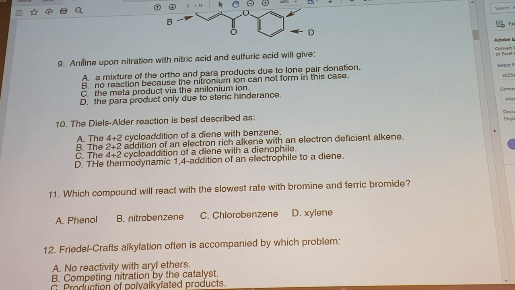The ammonium cation. Aniline is basic, right? It's like an amine. So you protonate that, and then you'd get a meta product via the anilinium ion. There it is spelled out. All these others aren't correct. Ortho-para, nope. Okay, remember, strong acid conditions, that's a problem. Nitronium ion can't form? No, that can easily form with this combination. Para product due to hindrance? No, that's incorrect.